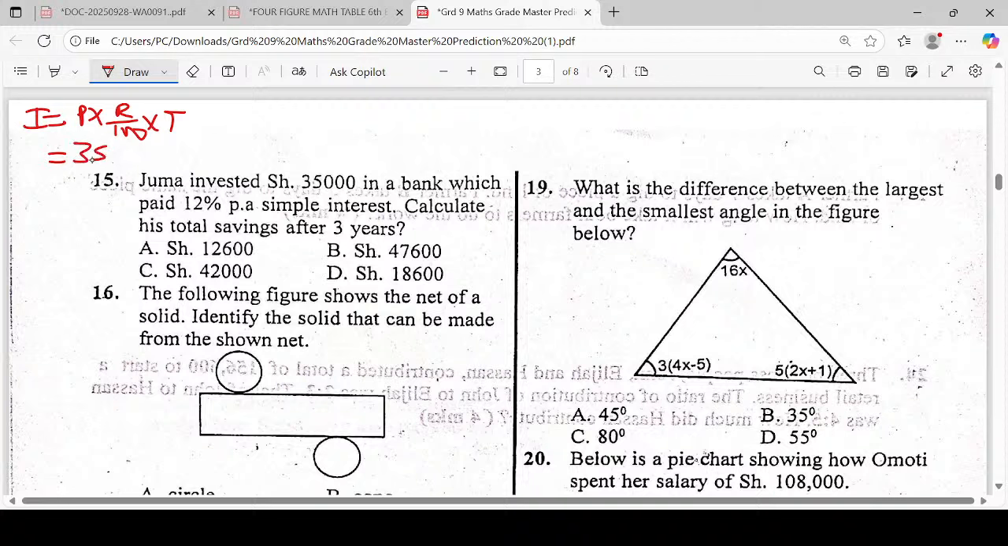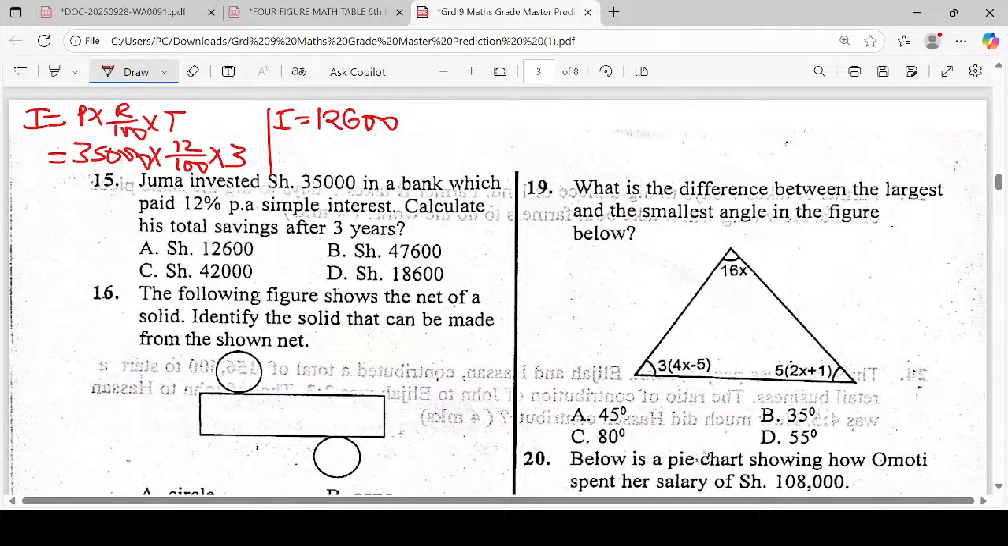We'll have here 35,000 times the rate. The rate is 12 over 100 times the time, which is 3 years. So when you calculate that, your interest I will be equal to, be very, very keen, that is 35,000 times 12 over 100 times 3. That is giving me 12,600. My interest is now 12,600.